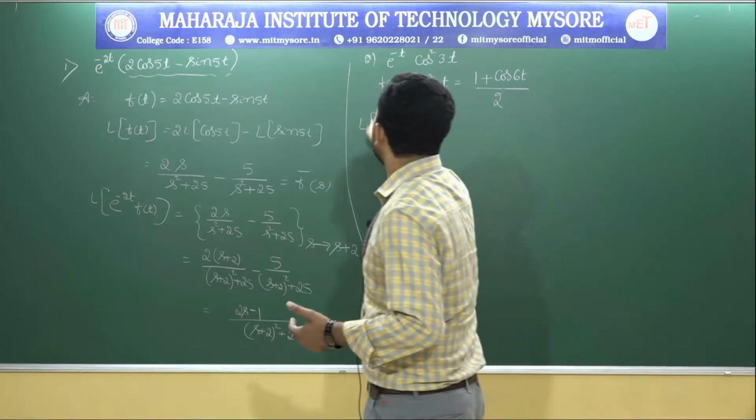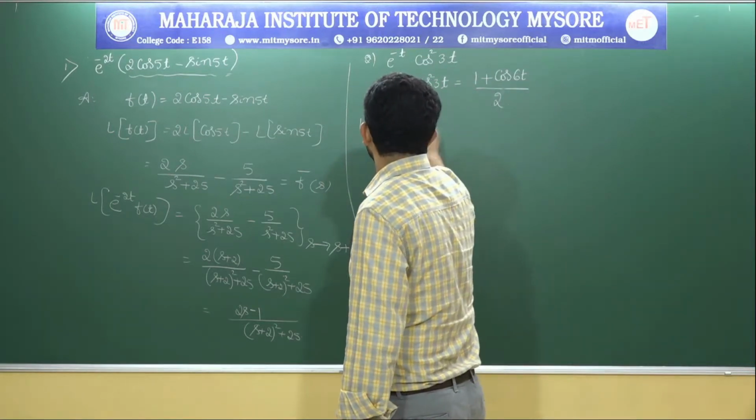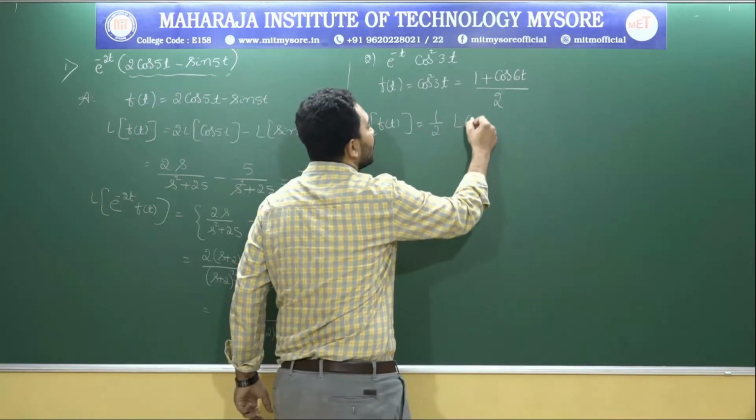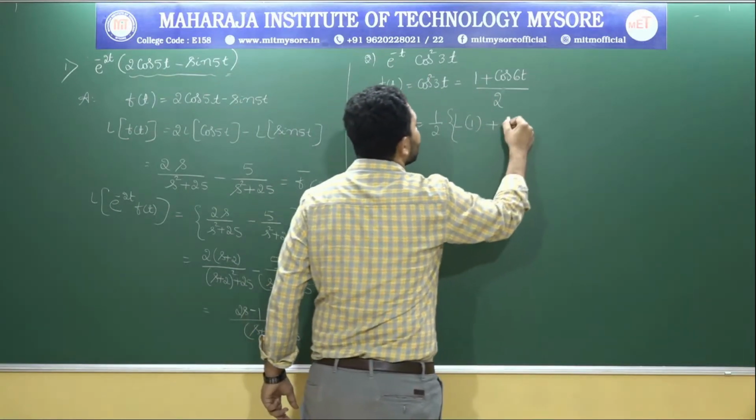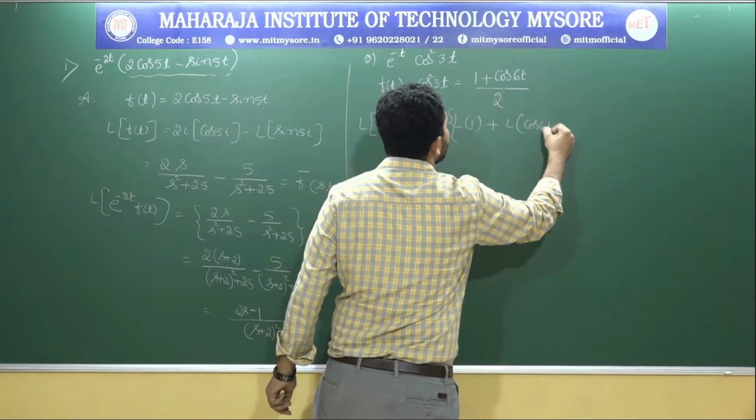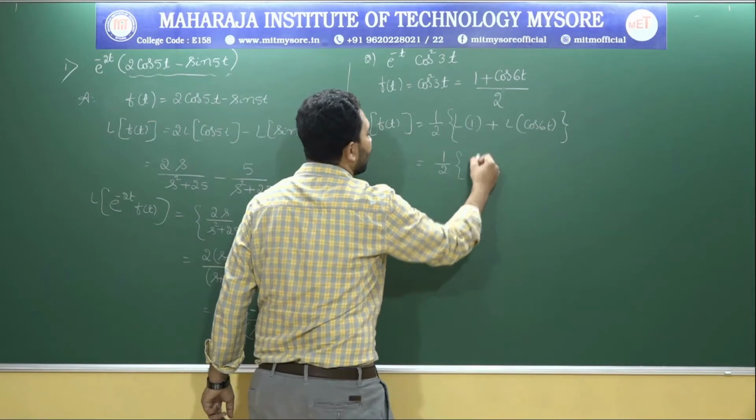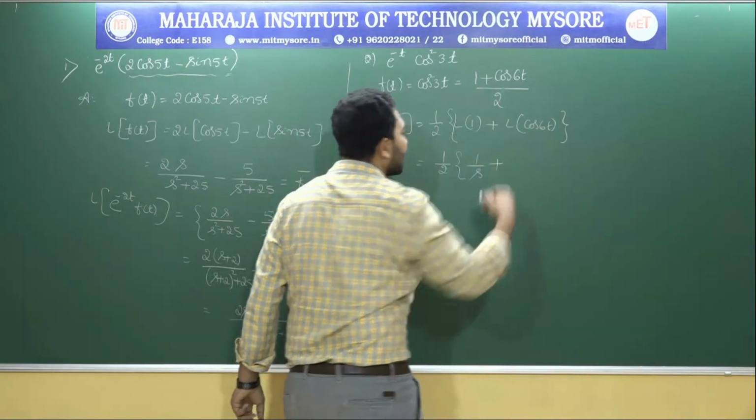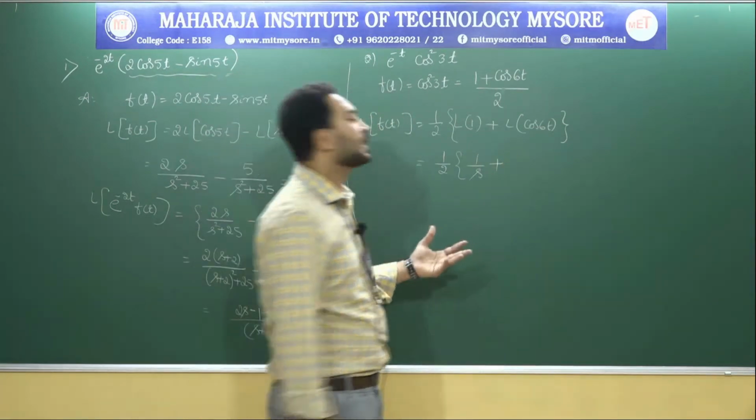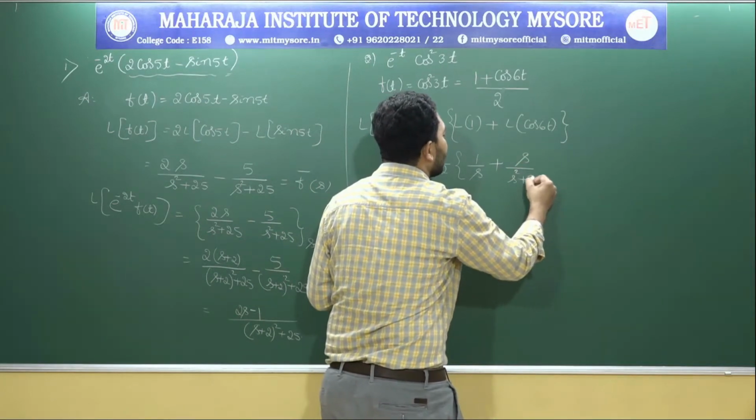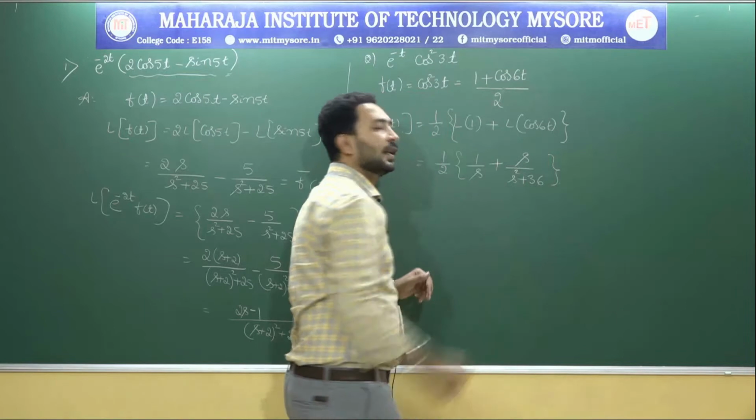So Laplace of f of t equals 1 by 2 into Laplace of 1 plus Laplace of cos 6t. 1 by 2 into Laplace of 1, it is 1 by s, plus Laplace of cos 6t, it is s divided by s square plus 36.